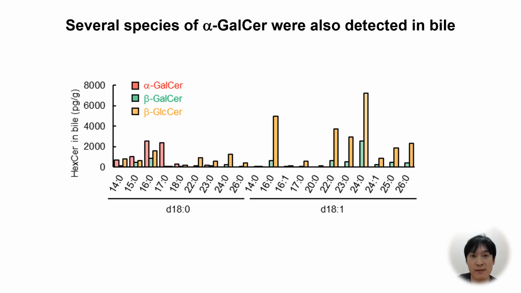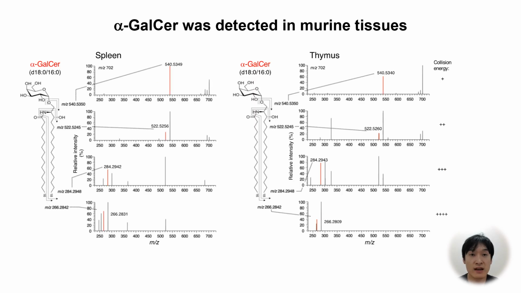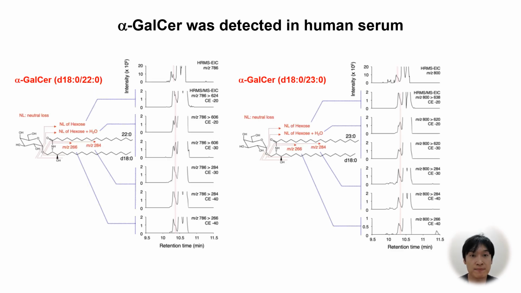NKT cells are abundantly present in liver, so we analyzed bovine bile. We also detected several species of alpha-GalCer in bile. We also detected alpha-GalCer in murine lymph tissues such as spleen and thymus. Finally, we detected alpha-GalCers in human serum.